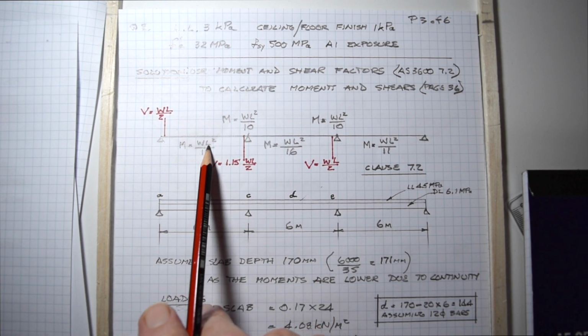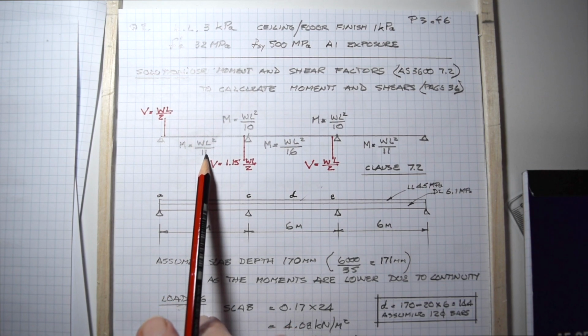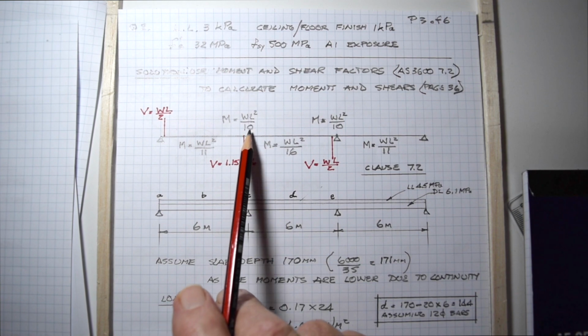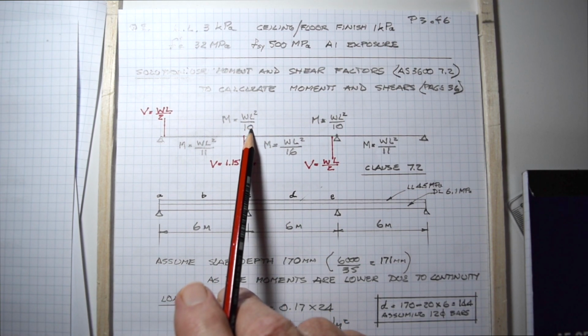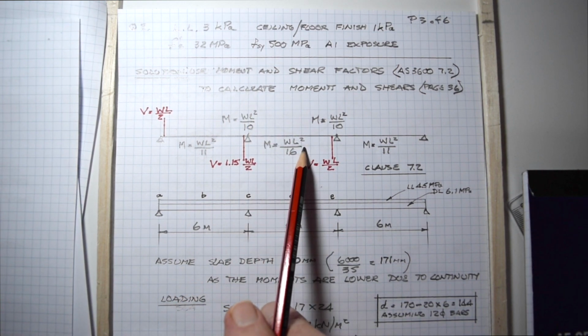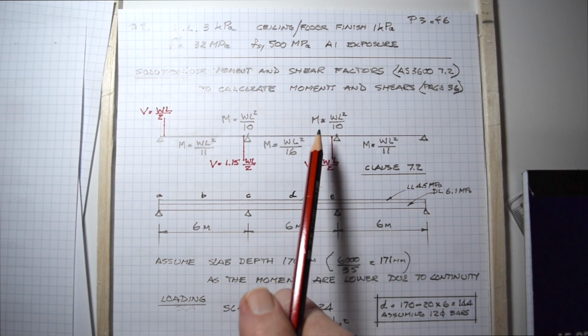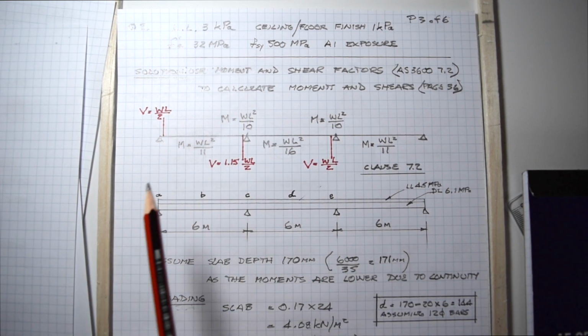But your moment at the approximate center of the span is WL squared over 11 from those tables. Your moment at the support, the negative moment there, is WL squared over 10. In an internal span, positive moment, WL squared over 16. And because of symmetry, that's exactly the same as that, and that's exactly the same as that.